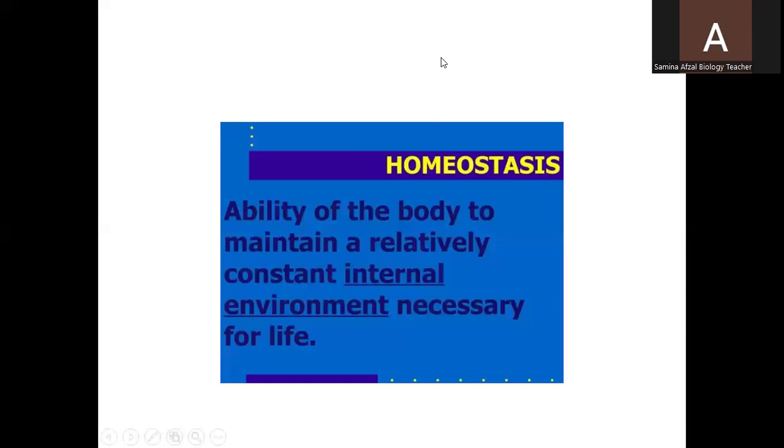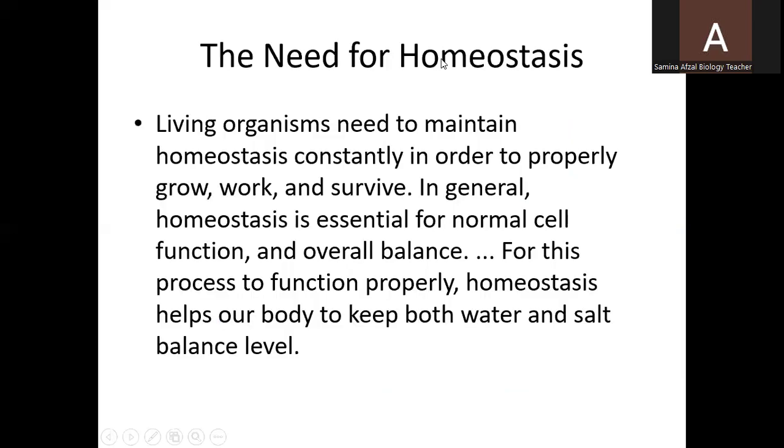First of all, homeostasis is the ability of the body to maintain a constant internal environment. It is very necessary for the proper functioning of life. The need for homeostasis: as you know, different metabolic reactions take place inside the bodies of living organisms. So living organisms need to maintain homeostasis constantly in order to properly grow, work, and survive. So homeostasis is very much compulsory for our body.